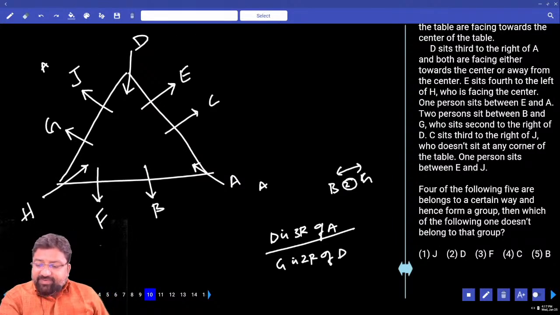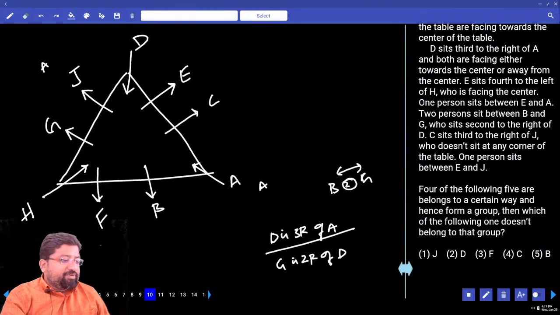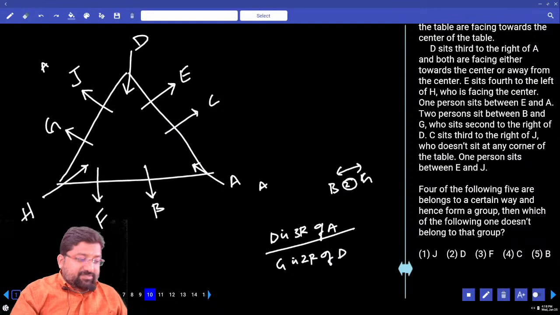4 out of the following 5 are alike in a certain way and hence form a group. You find a question in inside and outside. It will obviously be about direction. J is outside. D inside. F outside. C outside. B outside. There's only one person who is inside. Who is he? D for Delhi.